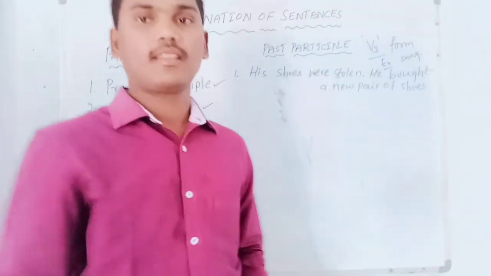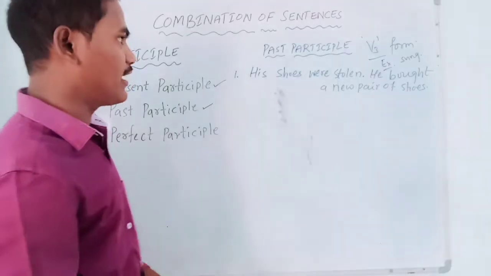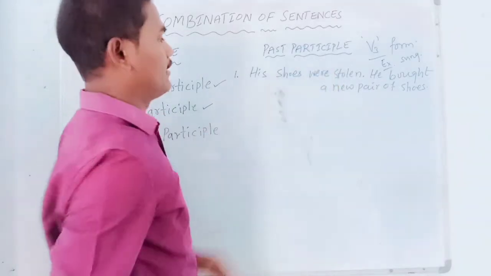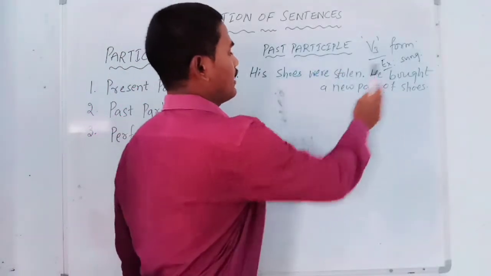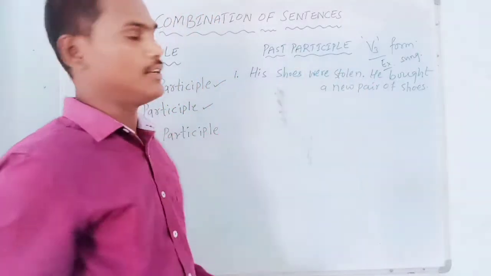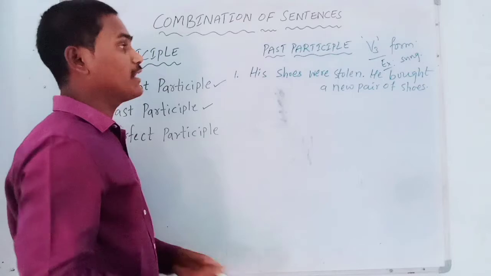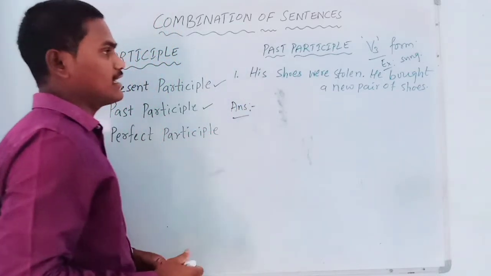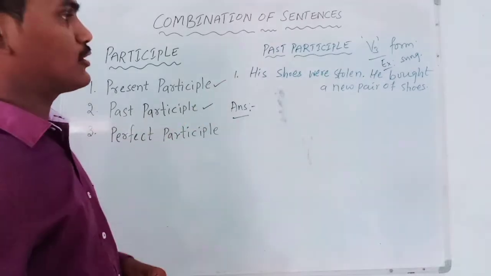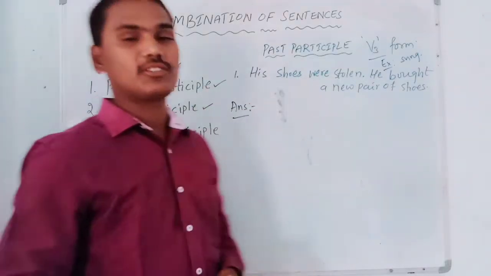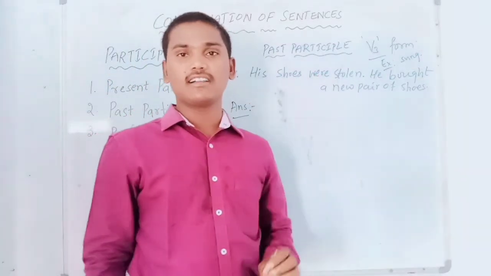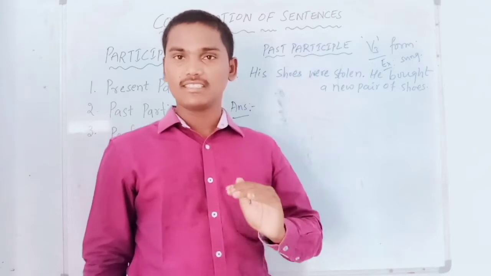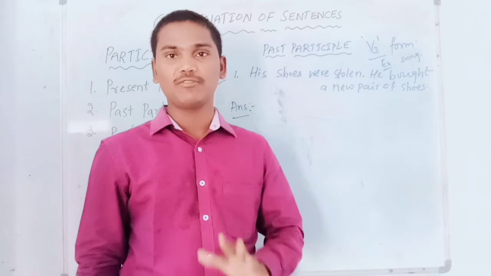Okay students, look at the first example that I have written on the board. Let me read it for you. His shoes were stolen. He bought a new pair of shoes. So how can we combine these two sentences into a single sentence with the help of past participle? Basically, in this section also, firstly we have to observe the subjects in every sentence. Are they the same or different? That is the first thing we have to do.